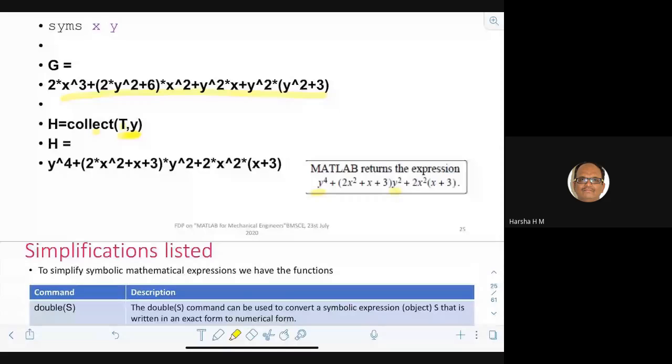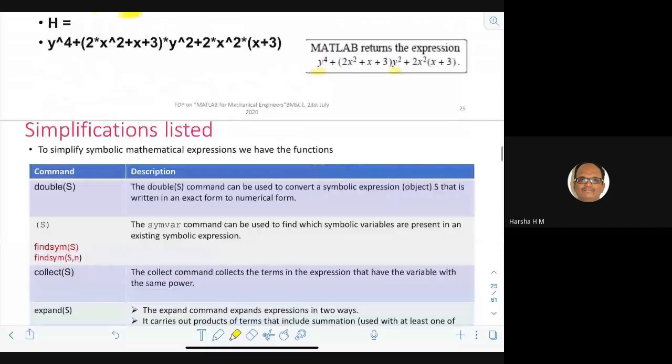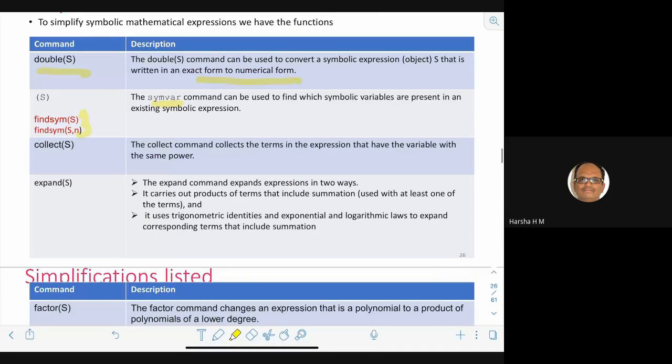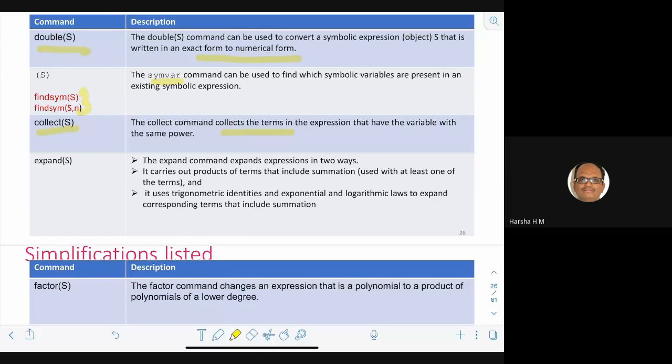So therefore, what is important for you is to know how to define symbolic variables, and then these commands are listed out here. You know what is the double command. You can convert it into numerical form. Findsym is not used now. I think symvar is a better command that you need to look into. And then the collect command is used to collect terms with the same power.